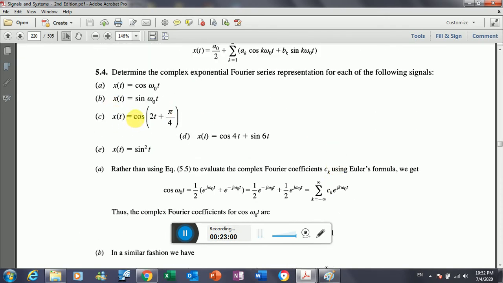Number 3, cos of 2t plus pi by 4. So remember the periodic signal cos of omega naught t plus phi. Here omega naught is equal to 2 and phase shift phi is equal to pi by 4, right?